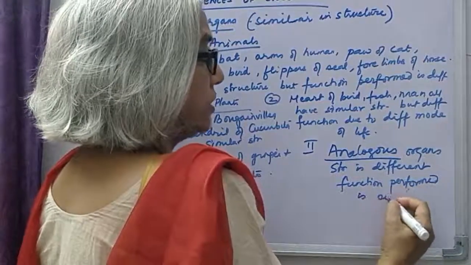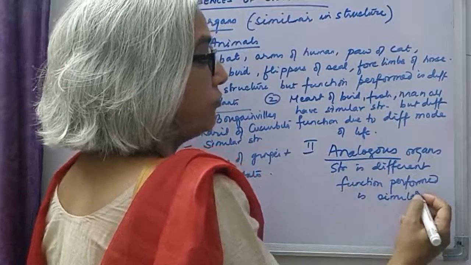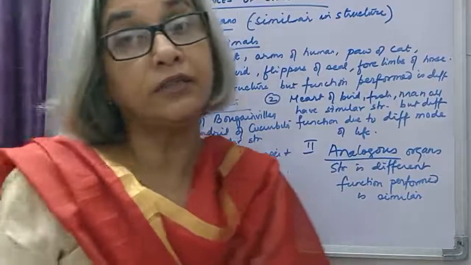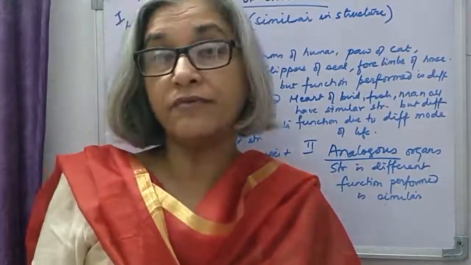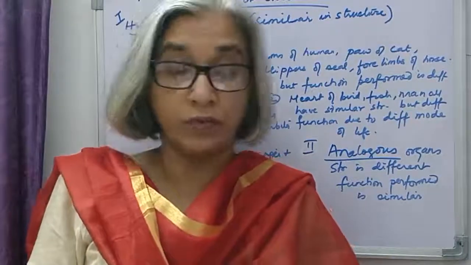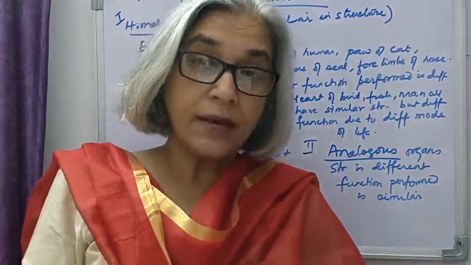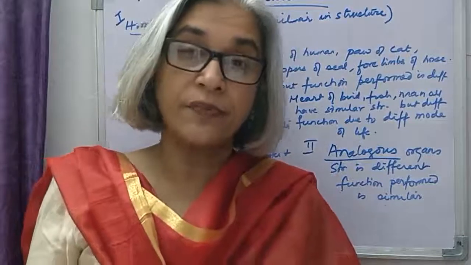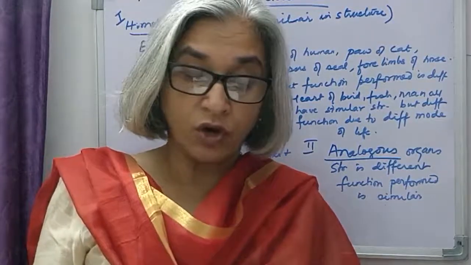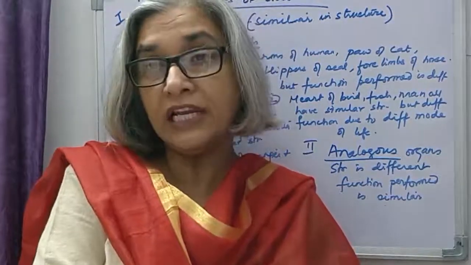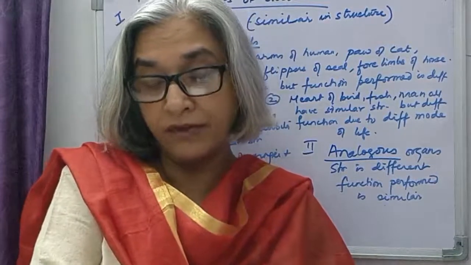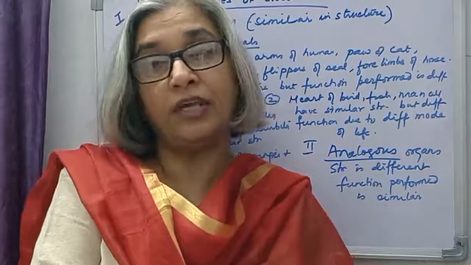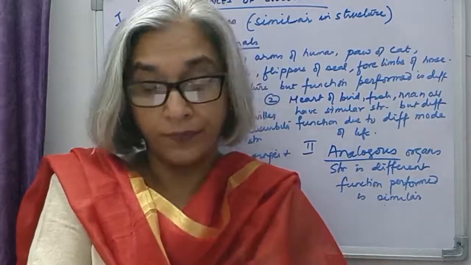As we just now discussed, one example in case of animals is the wing of a bird and the wing of an insect. Both have the same function of flying but their structure and origin is different. Second example, fins of fishes and flippers of penguins and dolphins are also completely different in structure and origin, but they perform a similar function, that is help in movement in water.